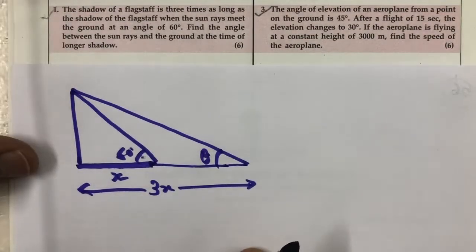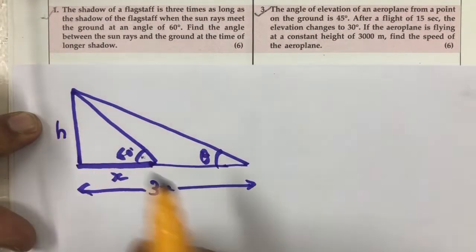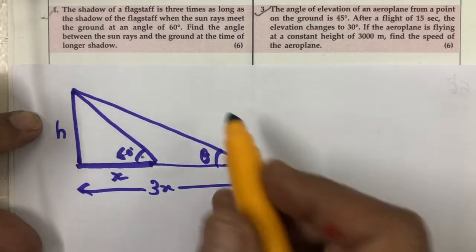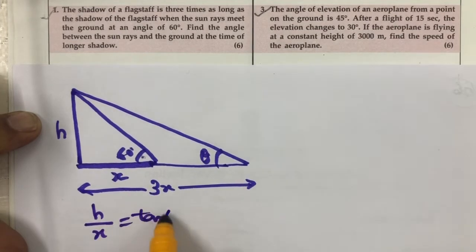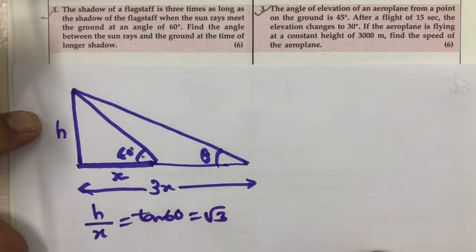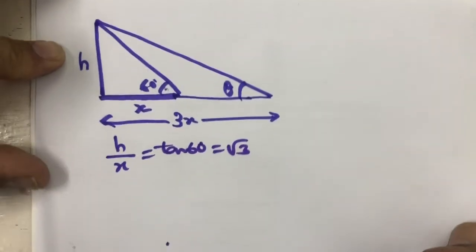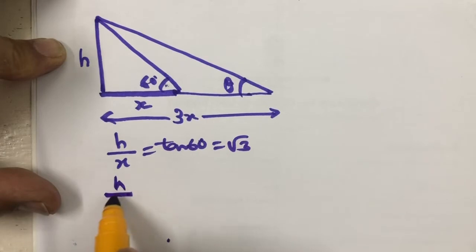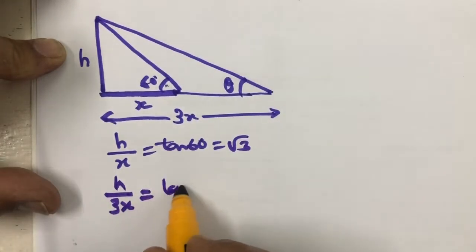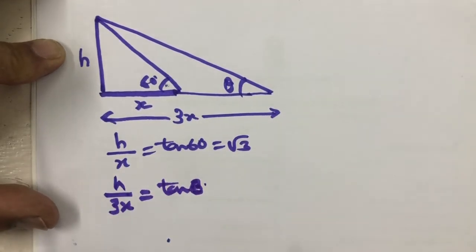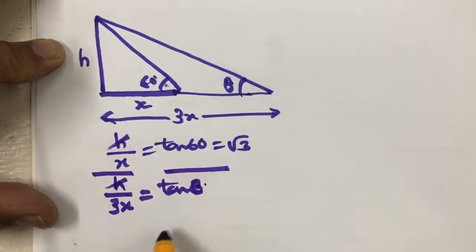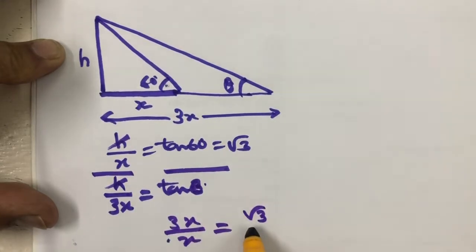So how do we solve this type of question? Suppose the height of the tower is h. So what we write, h divided by x equals tan 60, that is root 3. Correct. And secondly, h divided by 3x equals tan theta, which is unknown. We have to calculate. So when you divide these two, h and h cancel out. This is 3x upon x equals root 3 divided by tan theta.